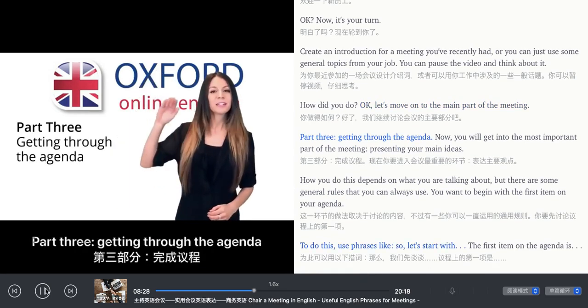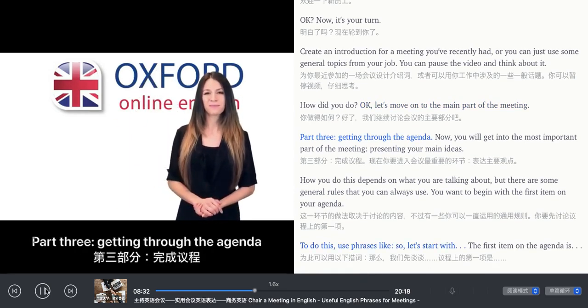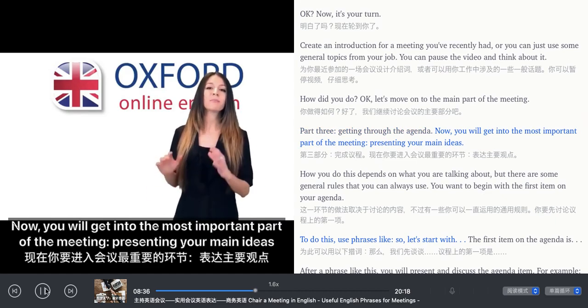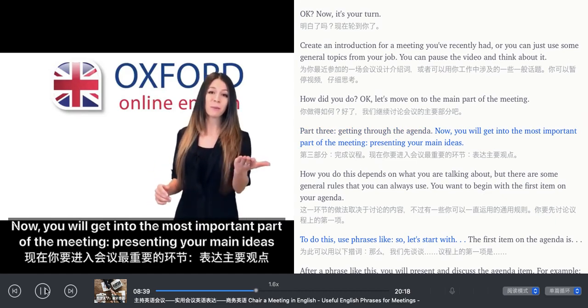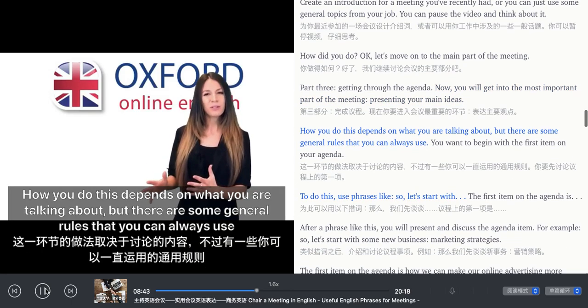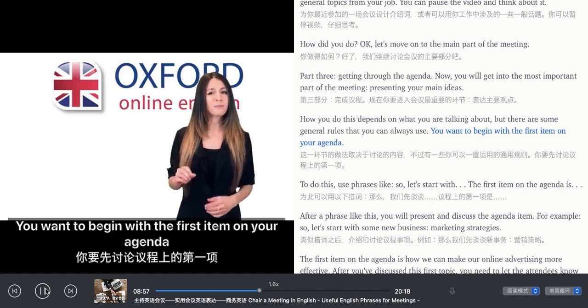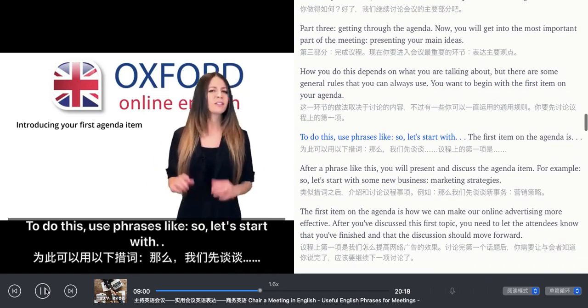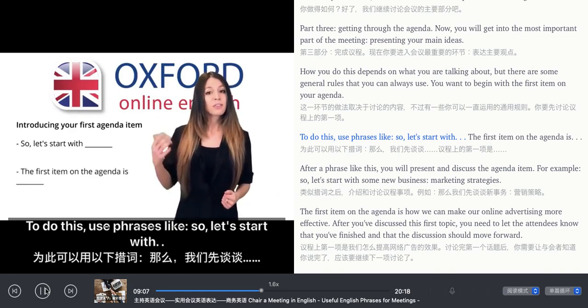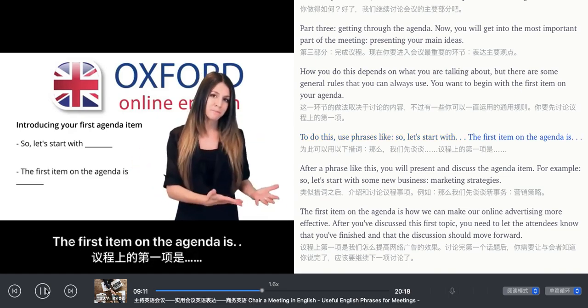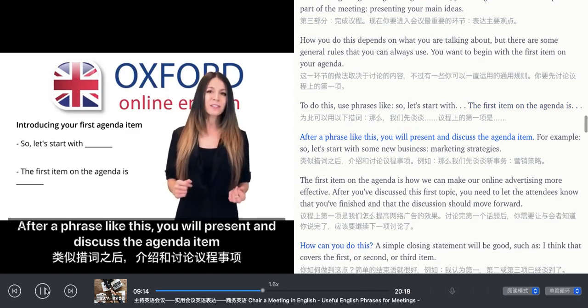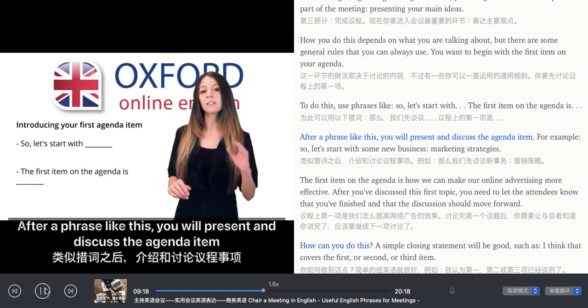Part 3, getting through the agenda. Now, you will get into the most important part of the meeting, presenting your main ideas. How you do this depends on what you are talking about, but there are some general rules that you can always use. You want to begin with the first item on your agenda. To do this, use phrases like, so, let's start with, the first item on the agenda is. After a phrase like this, you will present and discuss the agenda item.